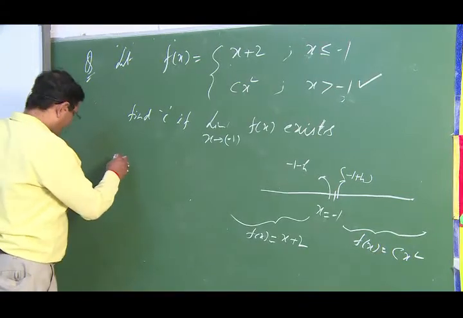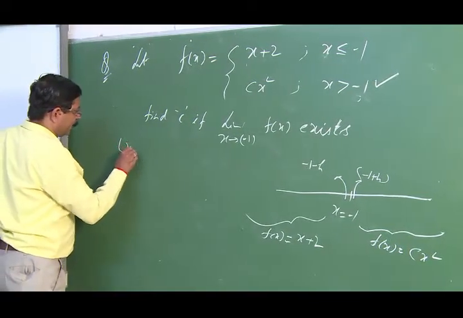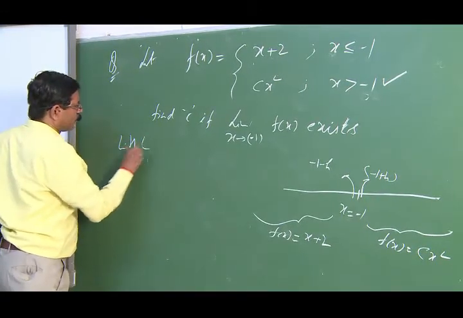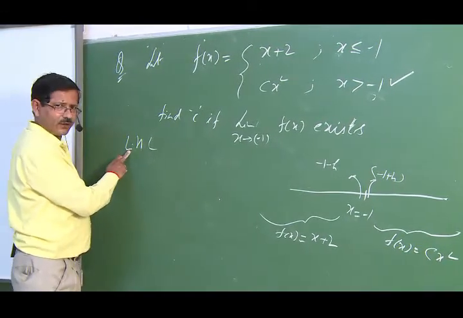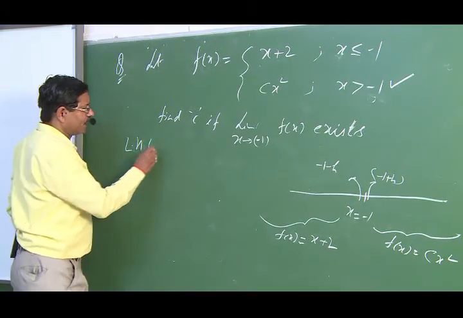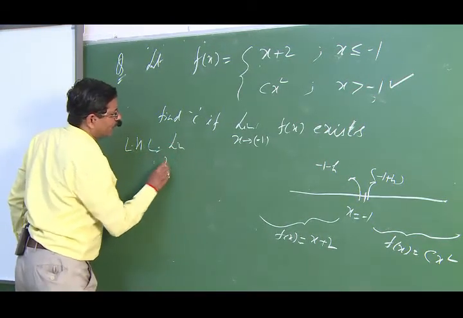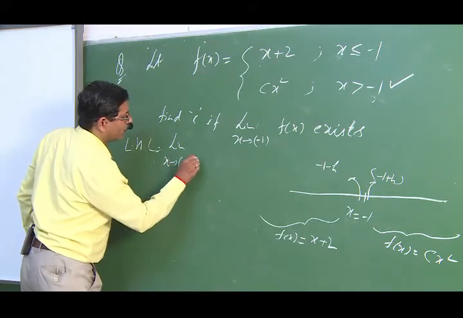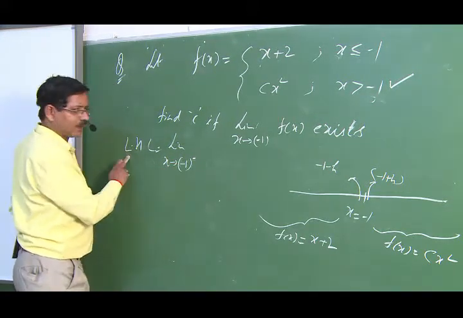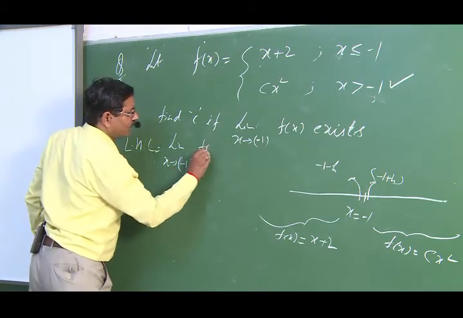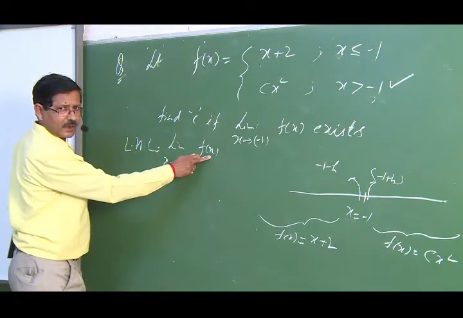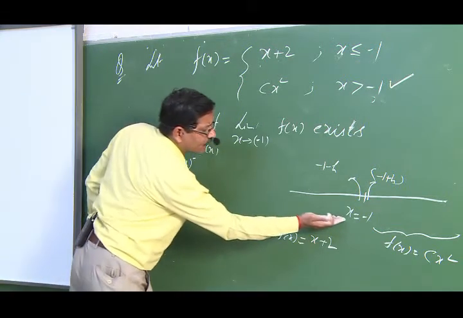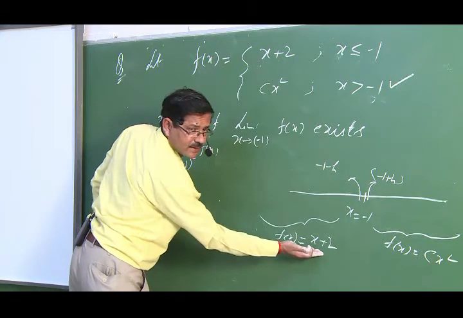Now we have to find a left hand limit here. This is a shortcut notation of left hand limit. L stands for left hand limit. This is the mathematical symbol, limit x tending to minus 1 minus. Minus sign shows the left hand, of f(x). Now put the value of function f(x) on the left of minus 1. The value of the function is x plus 2.